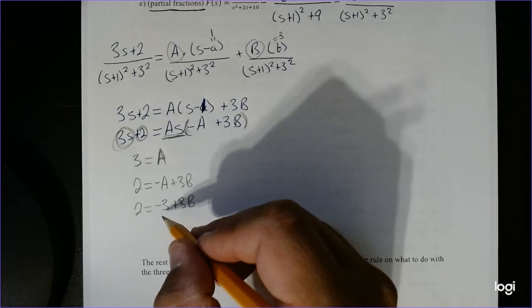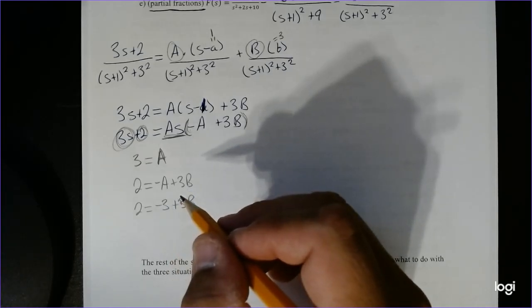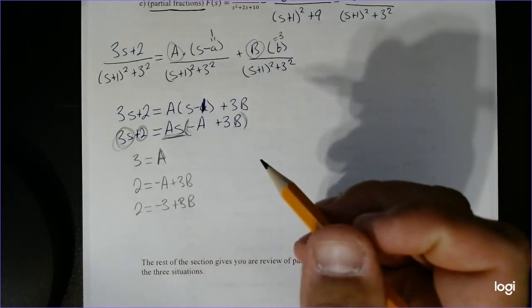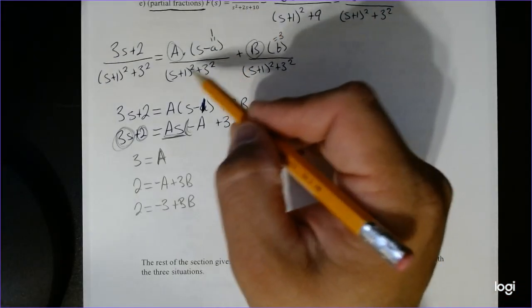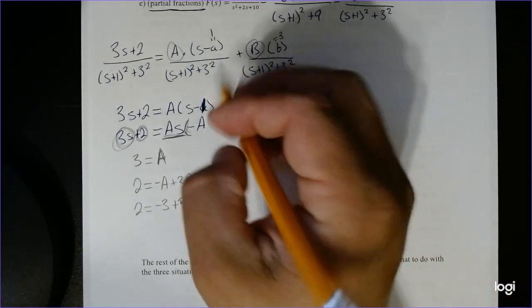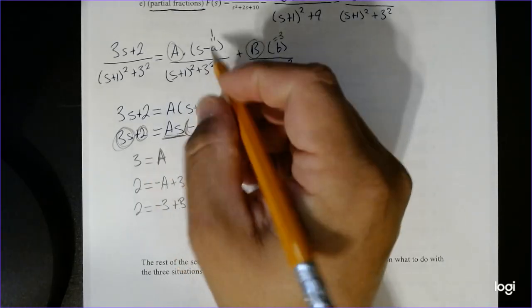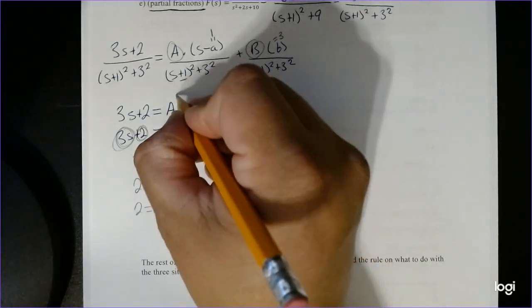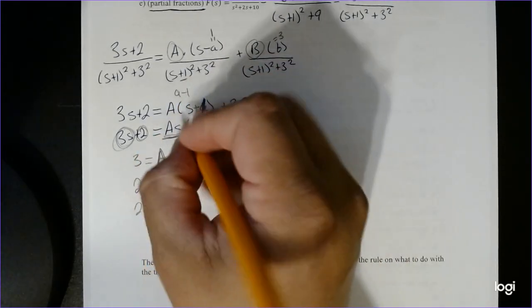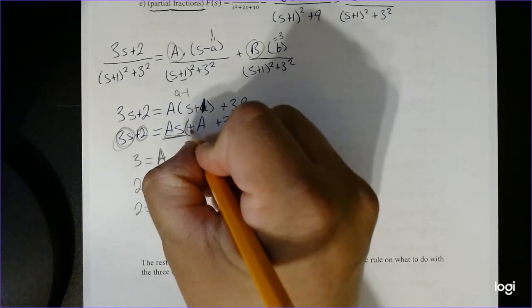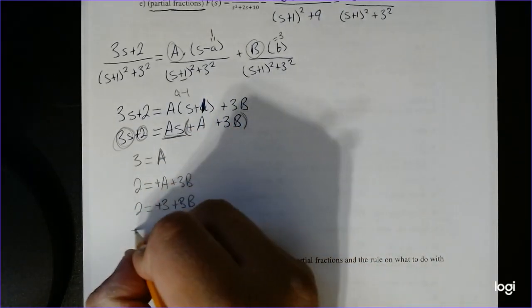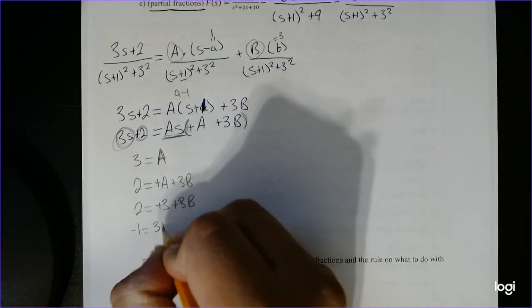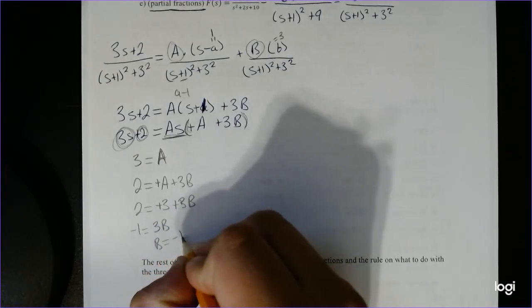So something's wrong here. This should be plus. Yes, because a is negative 1. Okay, sorry, my mistake. So this is going to be a plus here. This is a plus here, plus here. Okay. So subtracting this over gives you negative 1. So therefore b is negative 1/3.